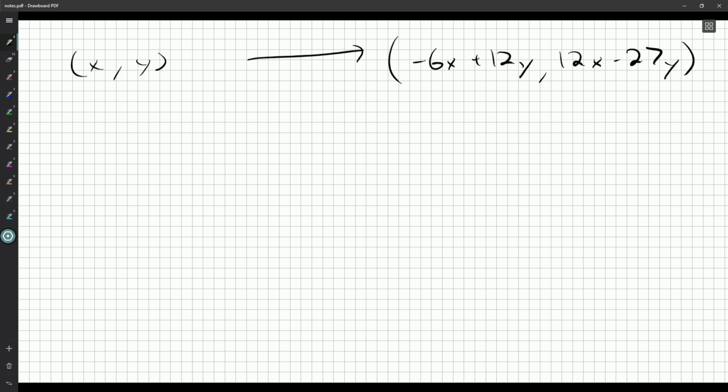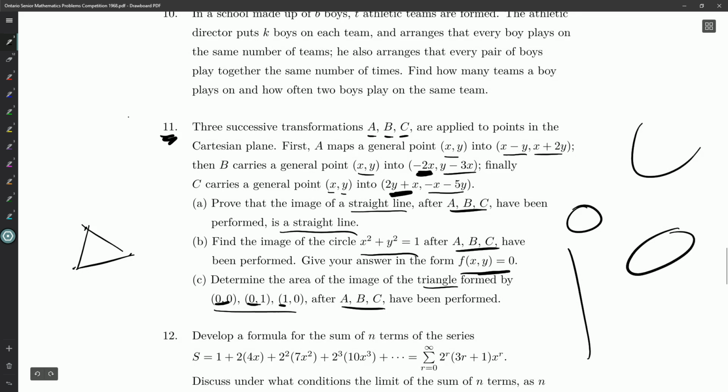And that's really all that matters, because in each part of this question, we're doing ABC, ABC, ABC. Okay, so I understand what happens if you do ABC. Prove that the image of a straight line after ABC have been performed is still a straight line. Okay, so what's the best way to do that?